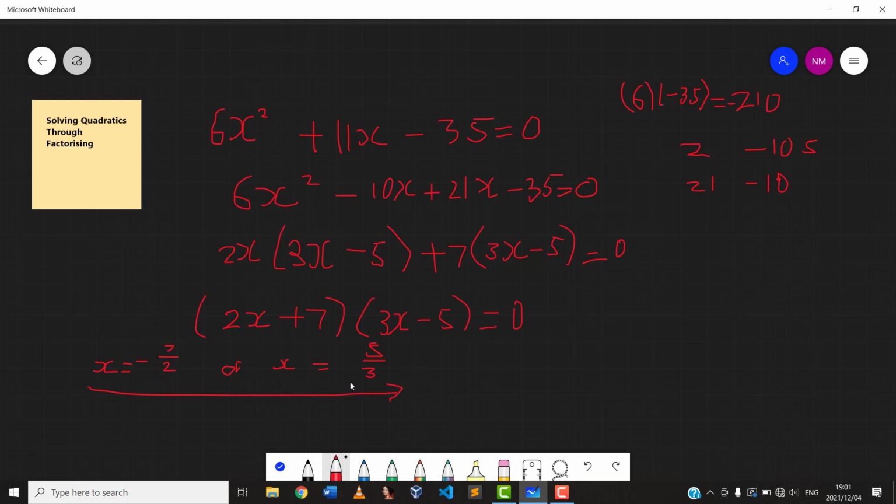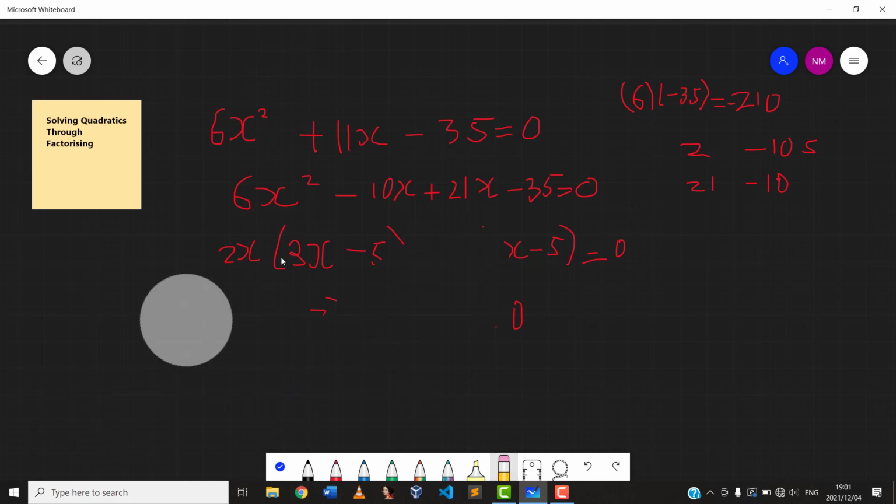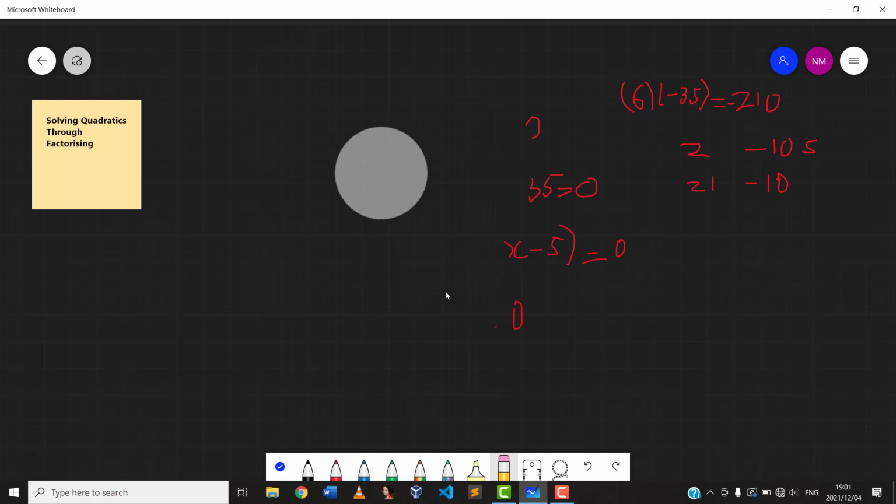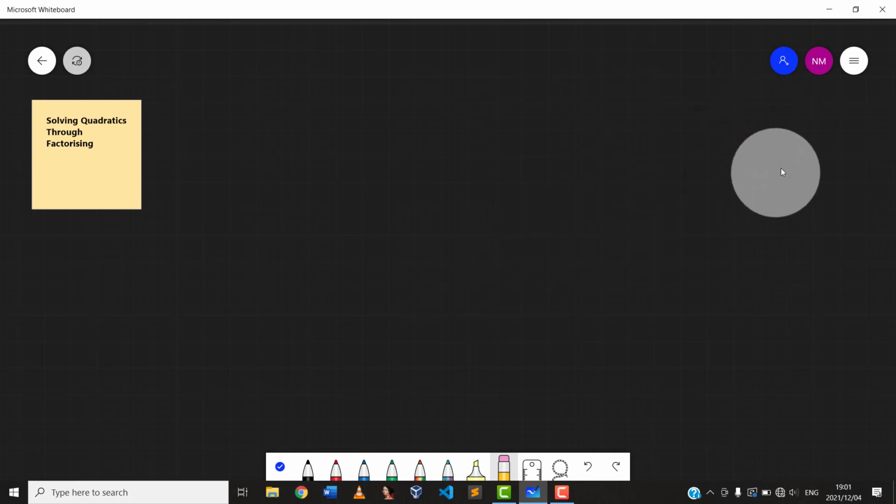So let's do another example. Let's do something simpler. Let's say x squared plus 5x minus 24 equals 0. Just try to do this on your own.